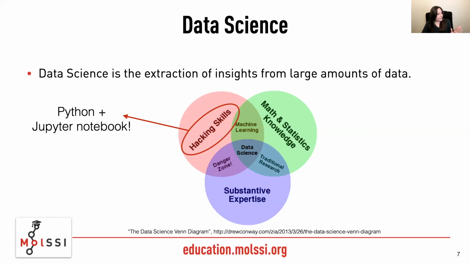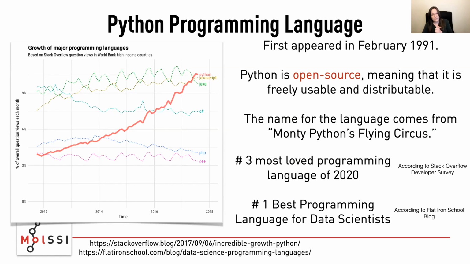Okay, so now that we've gone over that, let's say exactly what Python is. So Python is a programming language. It's been around since 1991, so it's about 30 years old. It's open source, which means that it's free to use. And it is very widely used in data science, for example. So it's the #3 most loved programming language. And consistently, if you look up programming languages for data science, you'll see that Python is listed as the #1 best programming language for data scientists. And it just keeps getting more and more popular as the years go on.